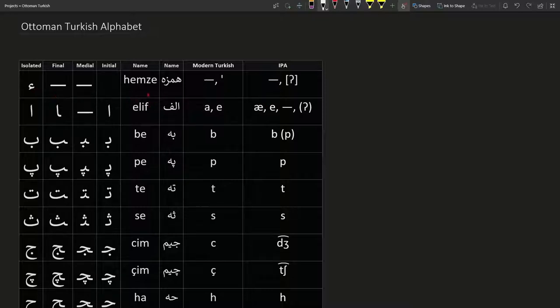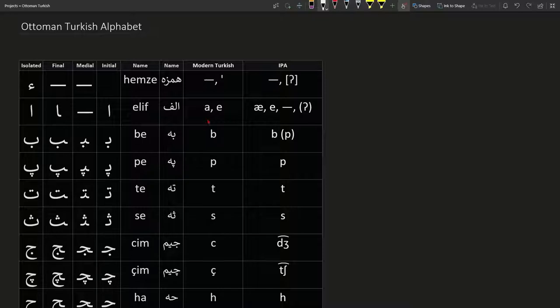The first one we have here is Hemze. Now, this is not really the first letter of the alphabet. The first letter of the alphabet is actually Elif. But Hemze is being included here for the sake of thoroughness. In the modern Turkish alphabet, Hemze is usually not represented. And sound-wise, it doesn't tend to make a sound unless we're talking about very formal speech where it can represent the glottal stop. The true first letter of the alphabet is Elif.